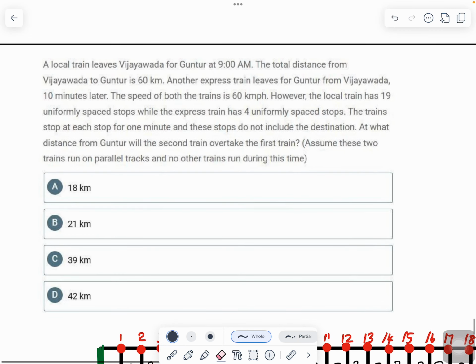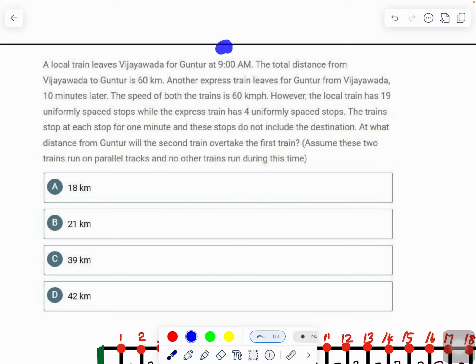So what do we have here? A local train leaves Vijayawada towards Guntur at 9 a.m. The total distance between the two cities is 60 kilometers. Another express train leaves for Guntur, in the same direction, so it also has to reach Guntur like the previous train. This express train is starting 10 minutes later.